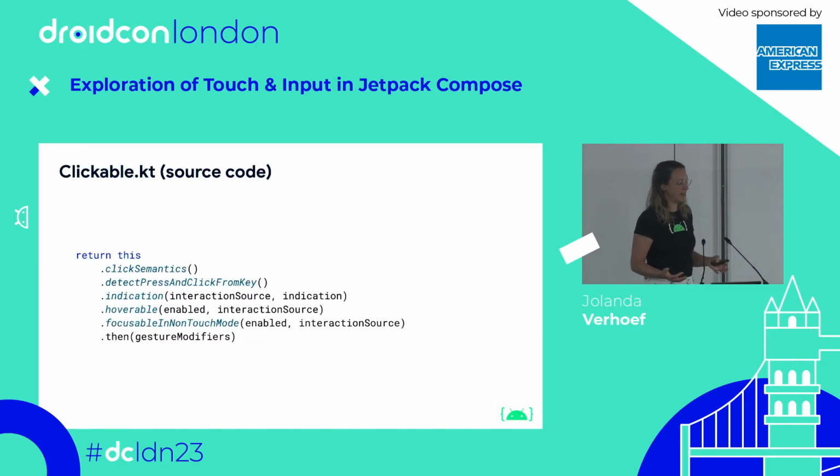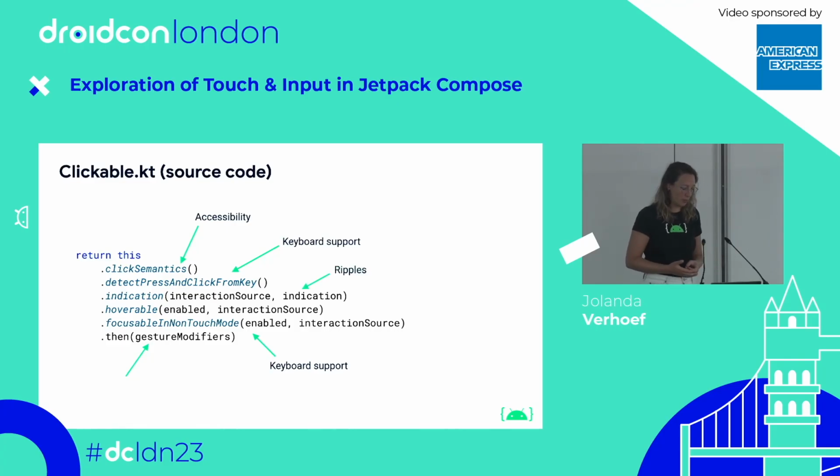If you look at the implementation of the clickable modifier, you can see that it not only adds gesture recognition, but it also adds accessibility support. It adds click semantics to deal with accessibility. It adds key detection, and it adds focus support. And it even adds, I think it's called an indication, which gives you this ripple support. So there's a lot of stuff going on there.